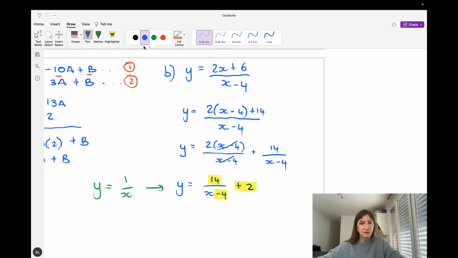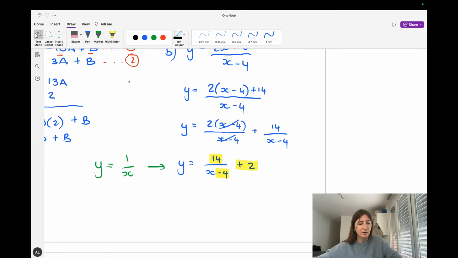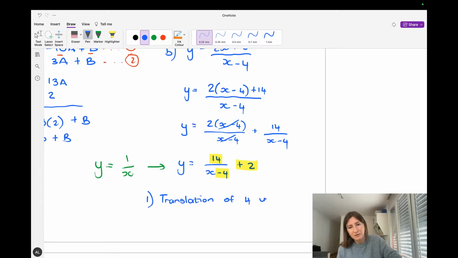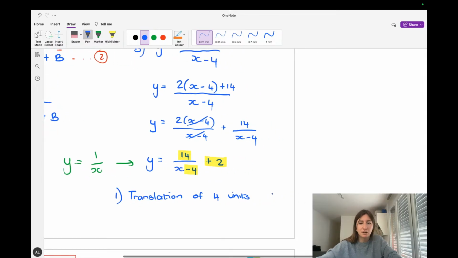When we're listing the sequence of transformations, we do them starting from the x and working our way out. So if we start from what's happening to the x directly, the first one is that we got shifted 4 units to the right. The nice way of saying that is translation of 4 units, and you have to say left or right. You can't just say translation of 4 units because that could mean up or down as well. Translation of 4 units right. If it's negative, you're actually going right.